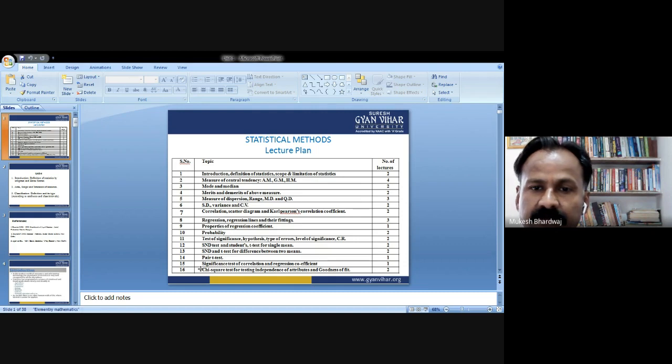So this is your lecture plan. I'll upload this lecture plan and the PPTs in your LMS after completing this topic. You can download the lecture plan and the syllabus from LMS. Okay. So we are starting with the first topic, that is introduction, definition, scopes, and limitations of stats.